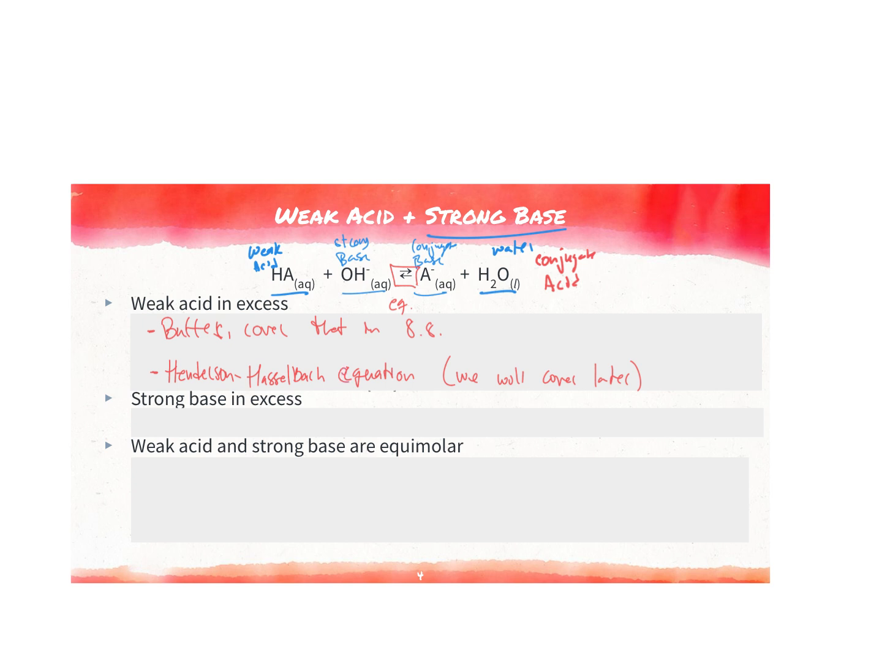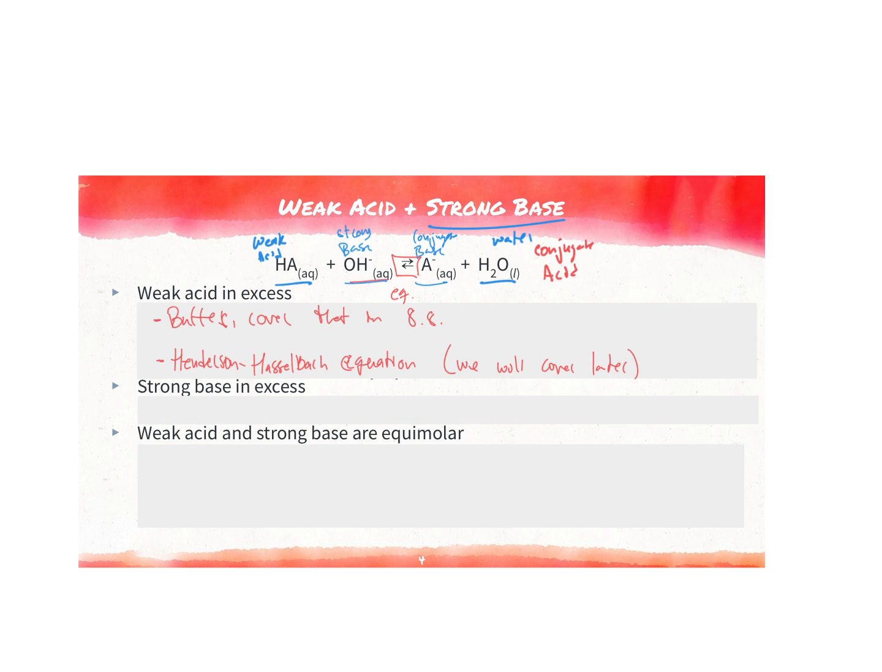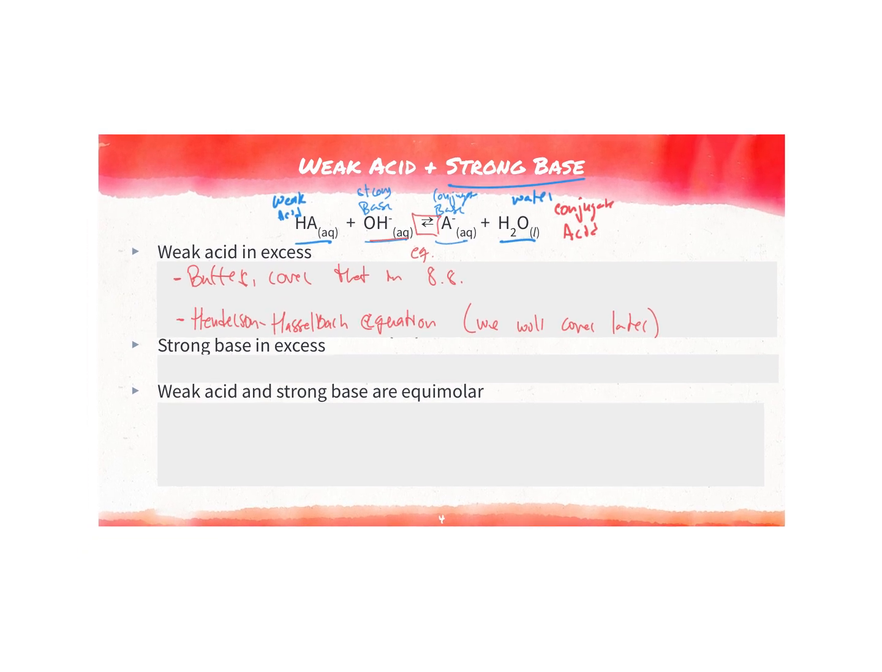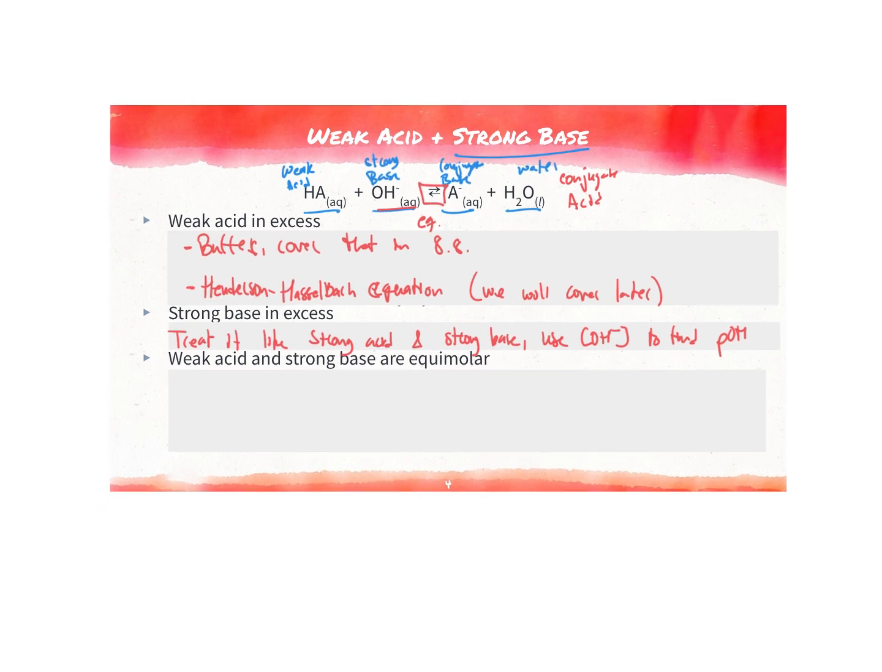But we'll learn how to solve a weak acid in excess. If we have a strong base in excess, all you do is treat it like strong acid and strong base. You just use concentration of OH minus to find pOH. And then again, you can convert from there. And so if you have strong base in excess, it becomes pretty simple because you use up all your weak acid, and then it's just OH minus floating in solution.